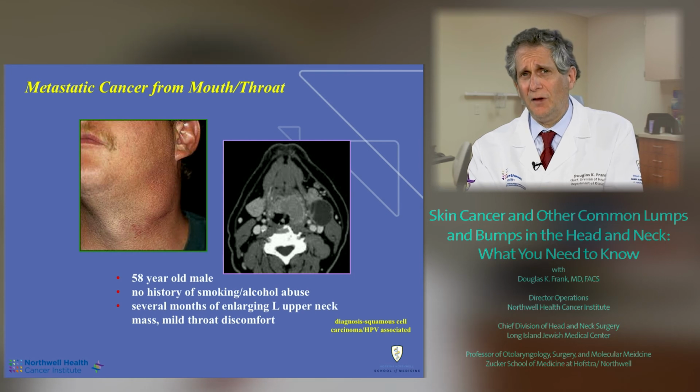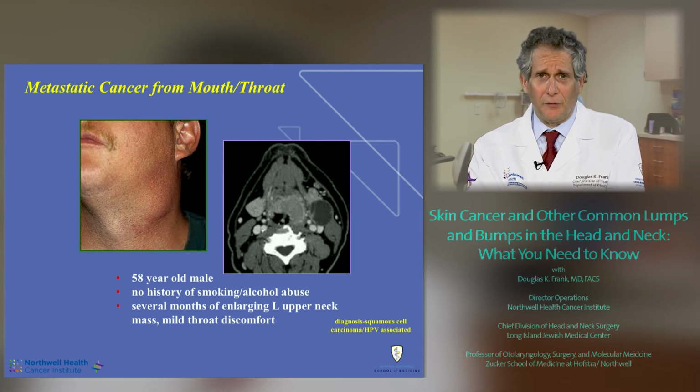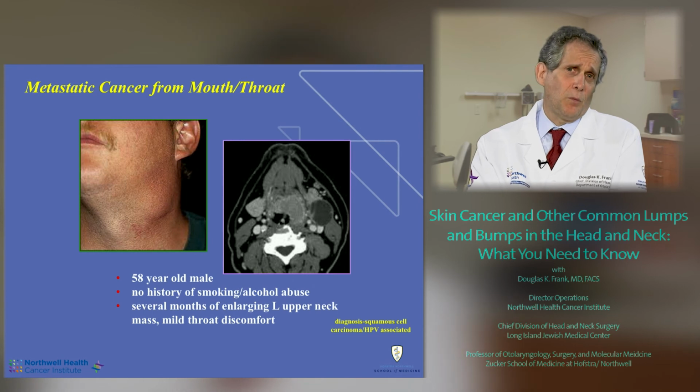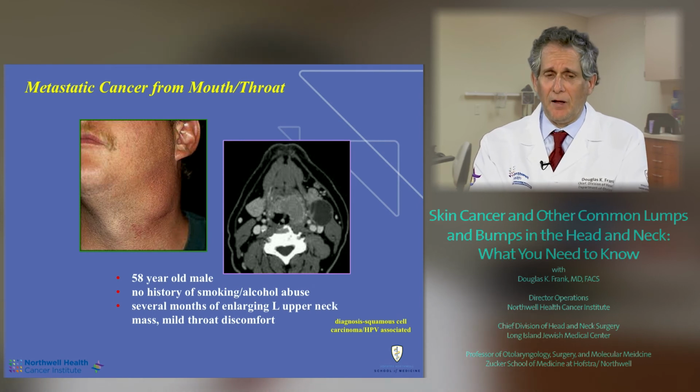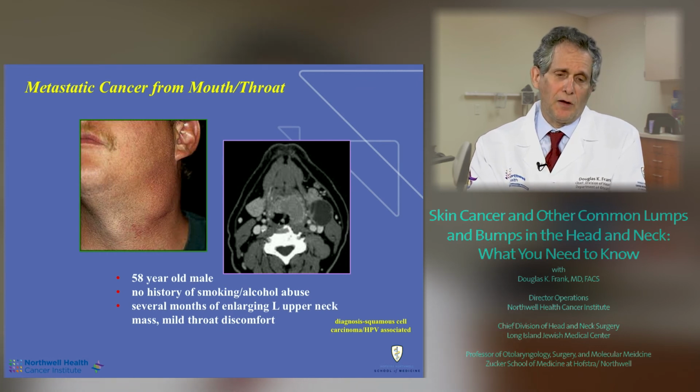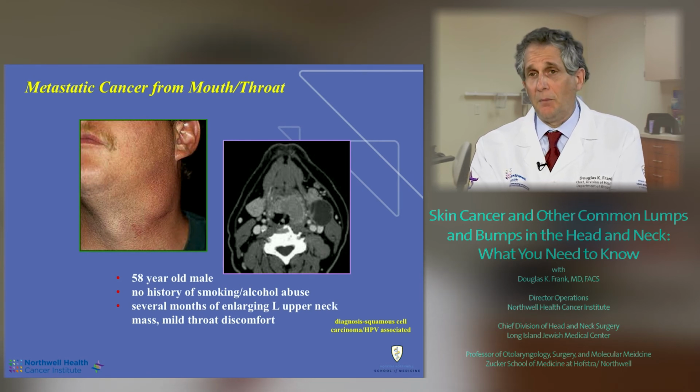But when I see a middle-aged adult male with a lump in the neck here, the first thing I think about is cancer that came from another site, probably from somewhere in the upper digestive tract, implying the mouth or the throat. This patient was a 58-year-old male. He had no history of smoking or alcohol abuse, and he had several months history of an enlarging left upper neck mass and mild throat discomfort.